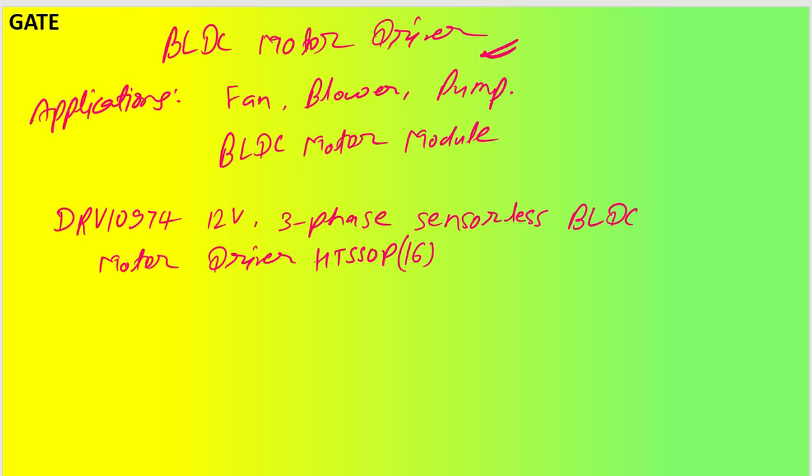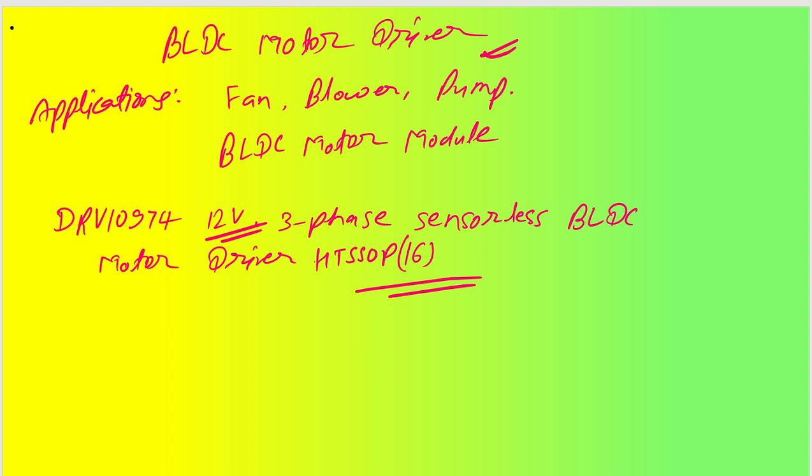So DRV10974 is a BLDC motor driver. It can be utilized for applications such as fan, blower, pump, or BLDC motor driver modules. This can serve up to around 12 volt applications as a 3-phase sensorless BLDC motor driver. It has a very good package, which is the HTSSOP 16 pin package. One more package is there, which is a QFN package. I am not using the QFN package because it has inside pins. However, that is also the same.